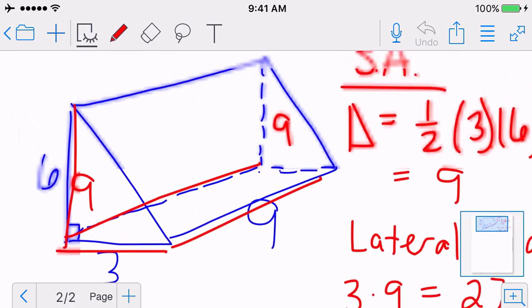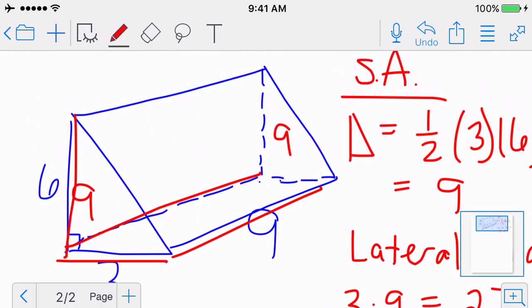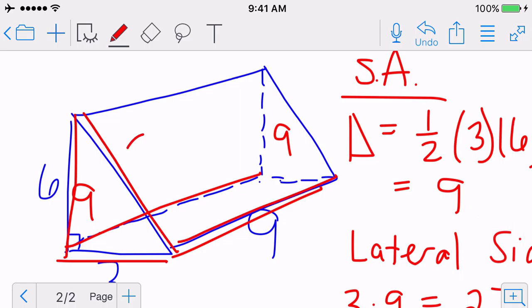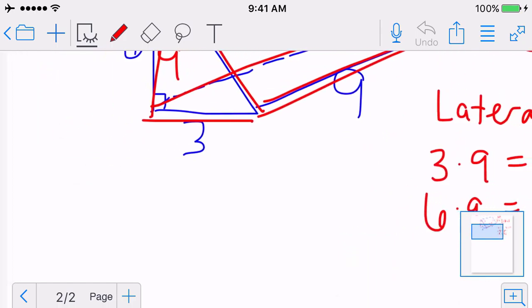And one more thing here we've got is this one that's on the side. So we know it's 9, but we don't have that measurement. How can we find it? We do have a right triangle, so how can you find the length of that side if we have only the 2 other sides? I hope you're thinking about it. What is it? Pythagorean theorem. So we should know how to do that by now.